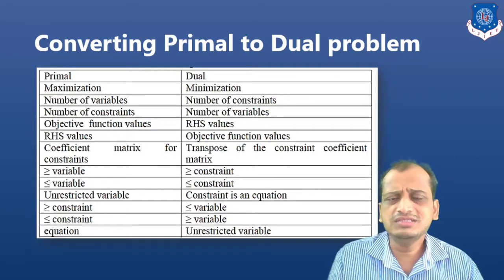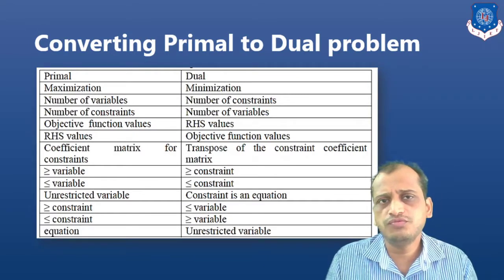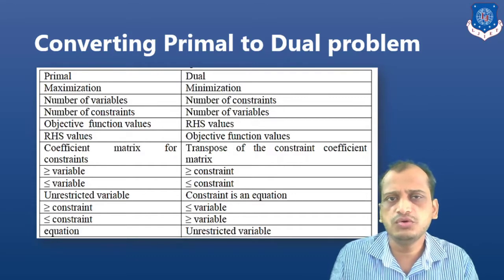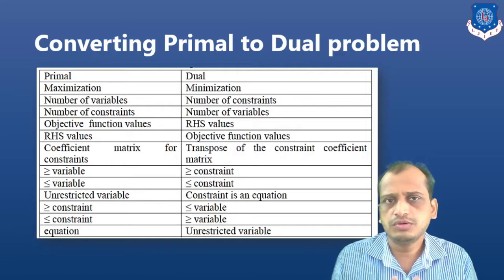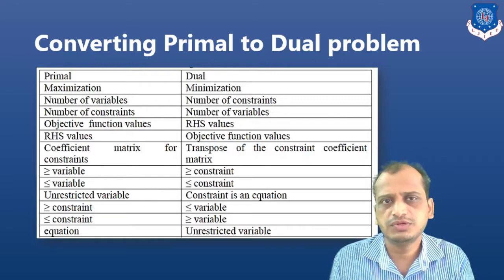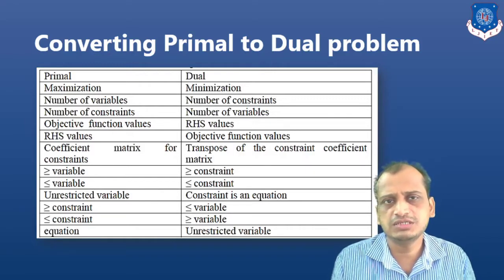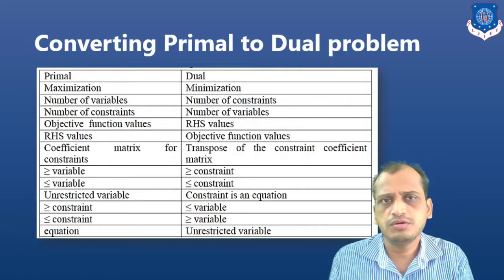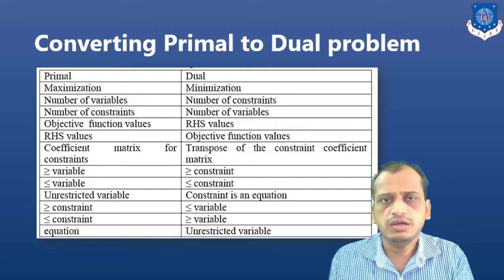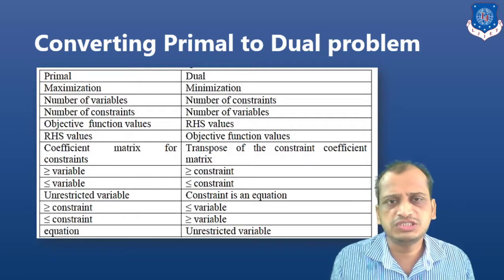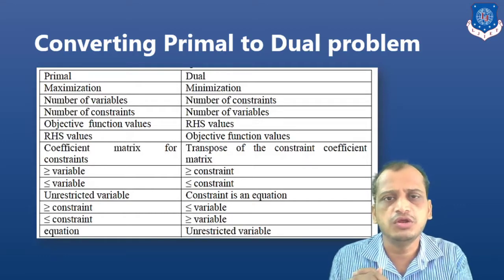In this slide I have shown a summary of the conversion rules from primal to dual. Whenever you are converting from primal to dual, you have to take care of these considerations. First of all, the problem of maximization becomes minimization. If the primal problem is maximization, the dual problem is minimization. The number of variables becomes the number of constraints in the dual. Vice versa, the number of constraints in the primal becomes the number of variables in the dual.